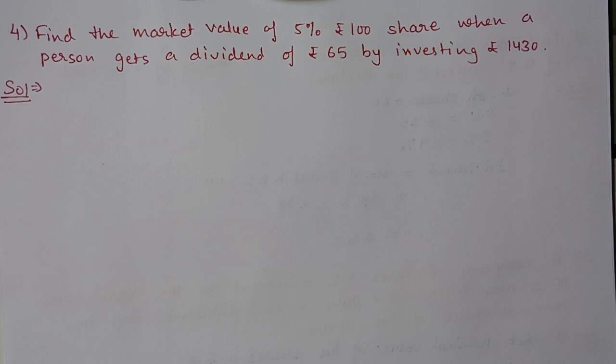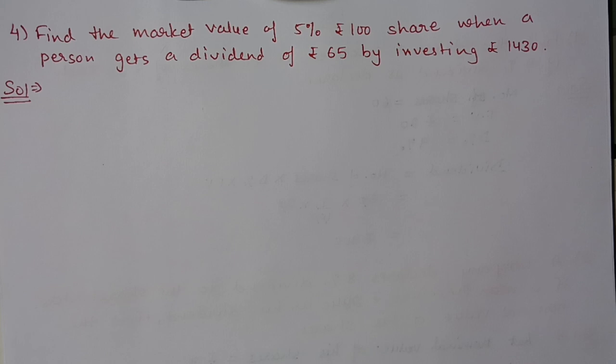Next we have fourth question. Find the market value of 5% 100 rupees share. It means 5% is given here as the dividend percentage, and 100 rupees is its face value. When a person gets a dividend of 65 rupees, this 65 is the dividend in rupees, 5% is the dividend percentage, by investing 1430 rupees, and total investment is 1430 rupees.